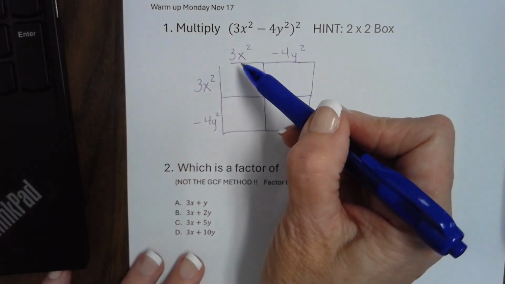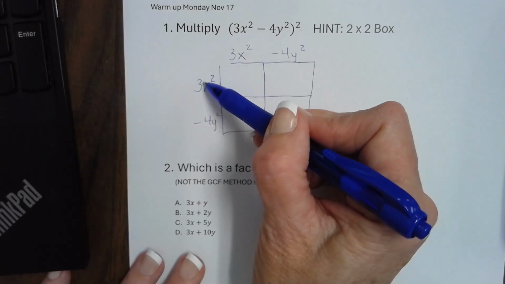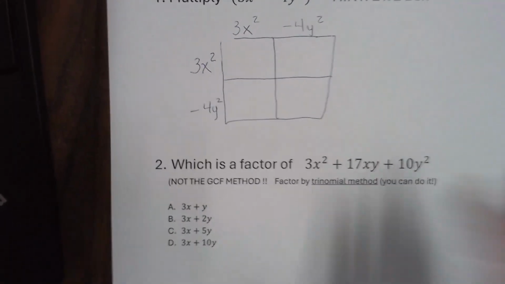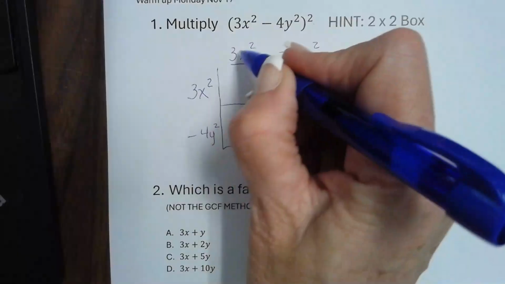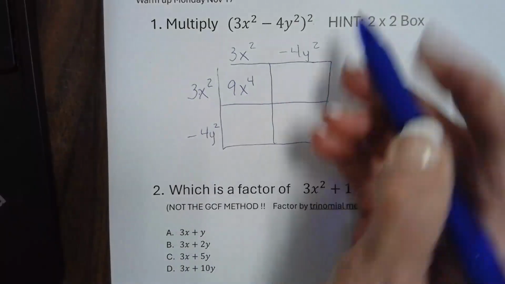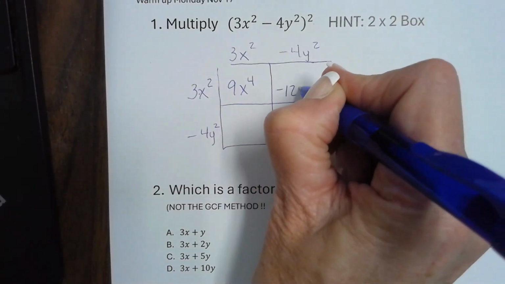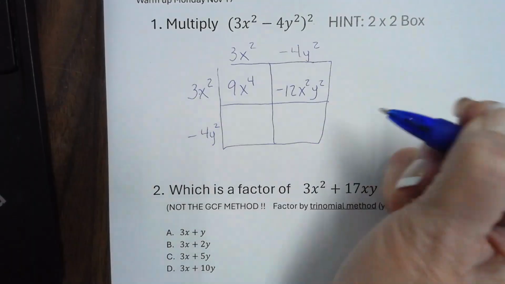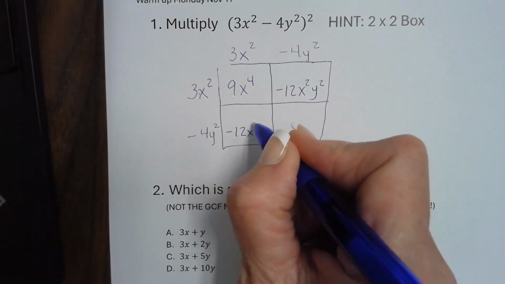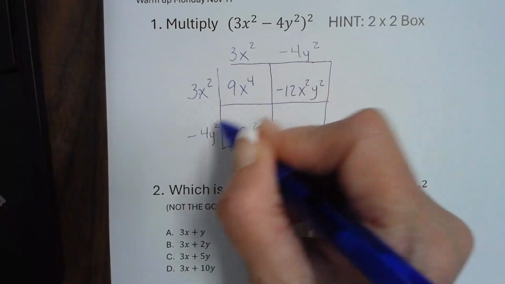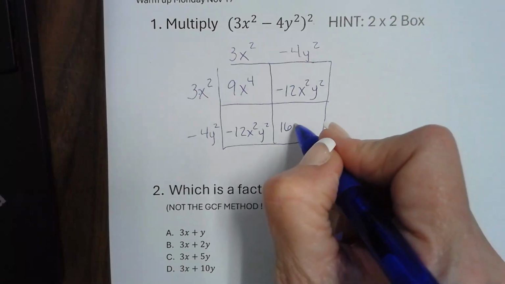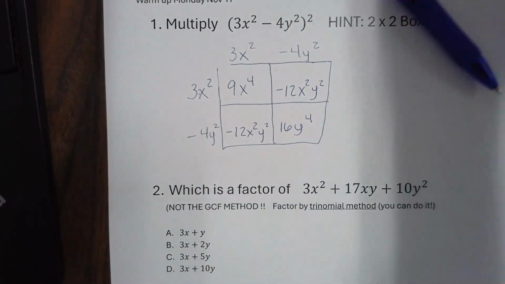Keep in mind, when we multiply here, we are multiplying coefficients and adding powers. So when I multiply here, I get 9x to the fourth. When I multiply here, I get negative 12x squared y squared. When I multiply here, I get negative 12x squared y squared. And then when I multiply the last terms, negative times negative is a positive, and I add powers to get y to the fourth. Okay?